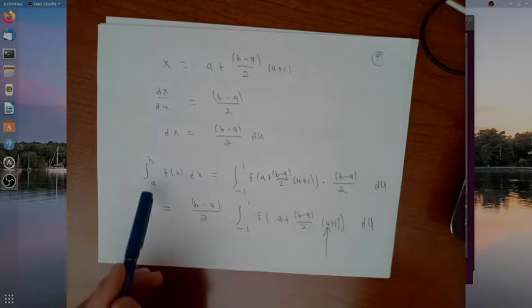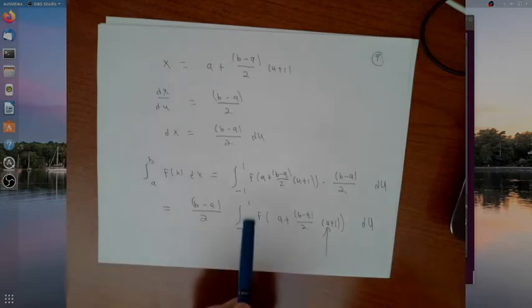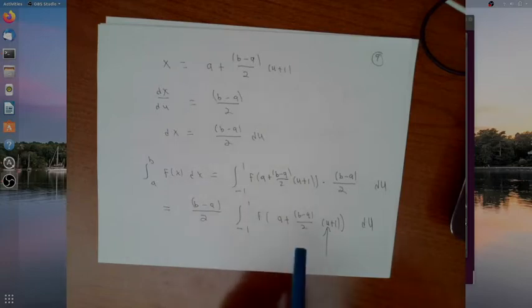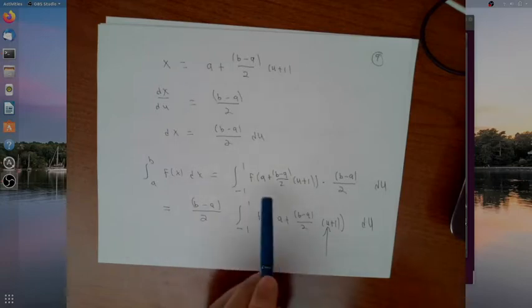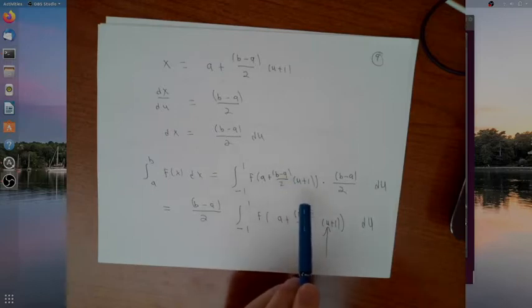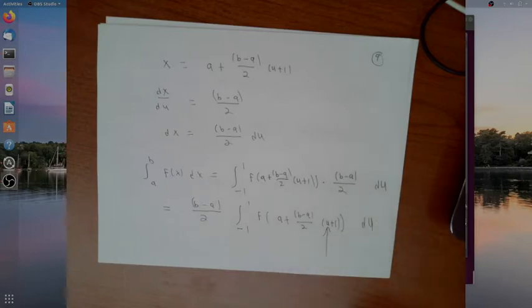To integrate from a to b, f of x dx is now going to be the integral from negative 1 to positive 1 of f evaluated at a plus (b minus a) over 2 times (u plus 1). Then the differential is (b minus a) over 2 du. Now, this looks very ugly and complicated, but it isn't.